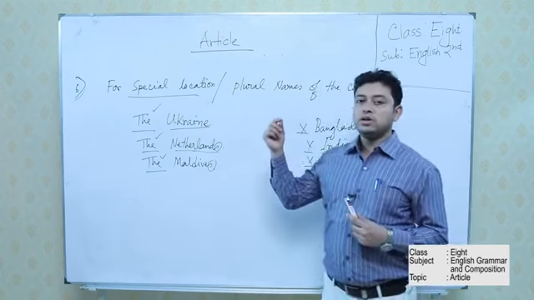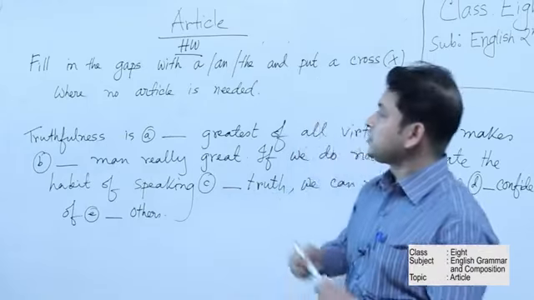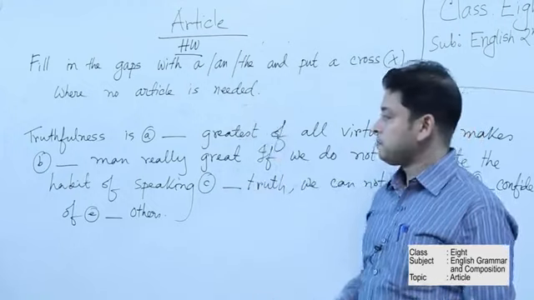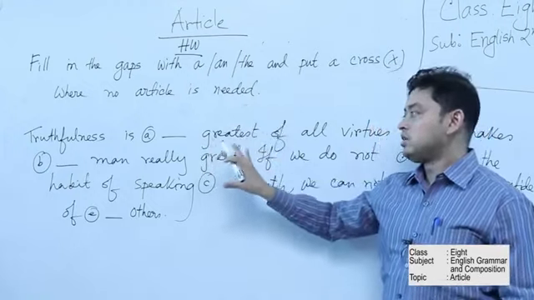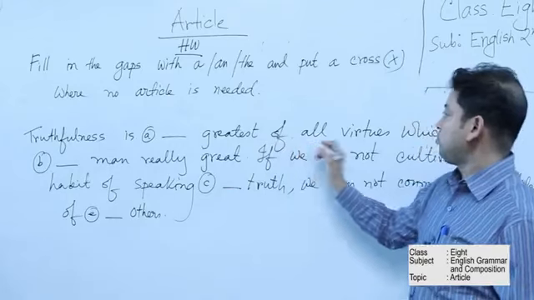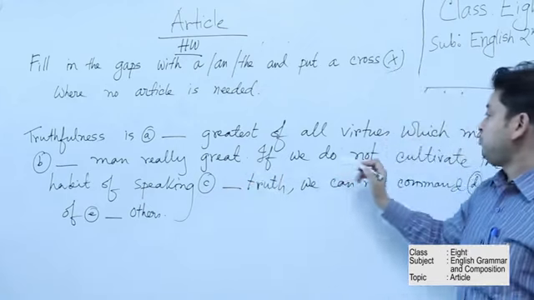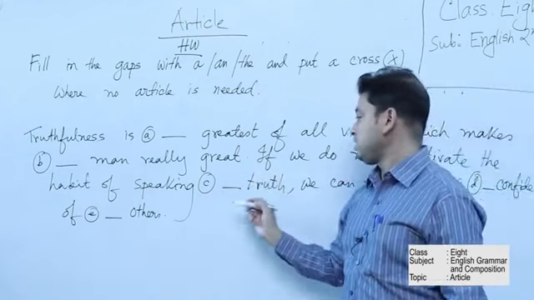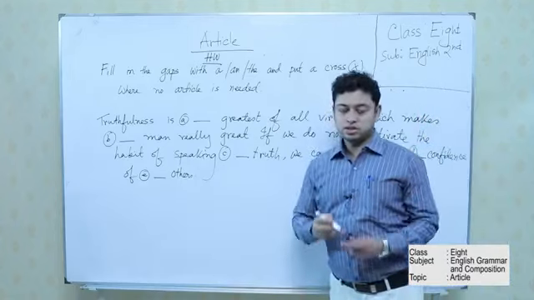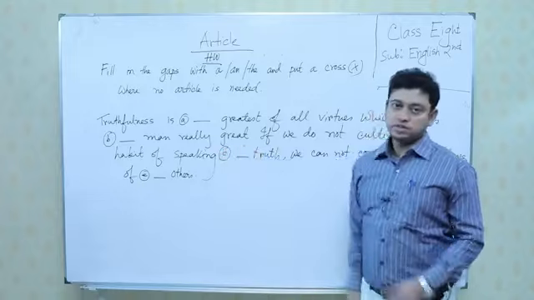Now I am going to give you a homework. So dear students, this will be your homework. Fill in the gaps with a or an or the and put a cross where no article is needed. I have given a passage, and this is how the question will be in your final exam. Truthfulness is dash greatest of all virtues, which makes dash man really great. If we do not cultivate the habit of speaking dash truth, we cannot command dash confidence of dash others. That means you have to use a, an, the or cross in this passage.